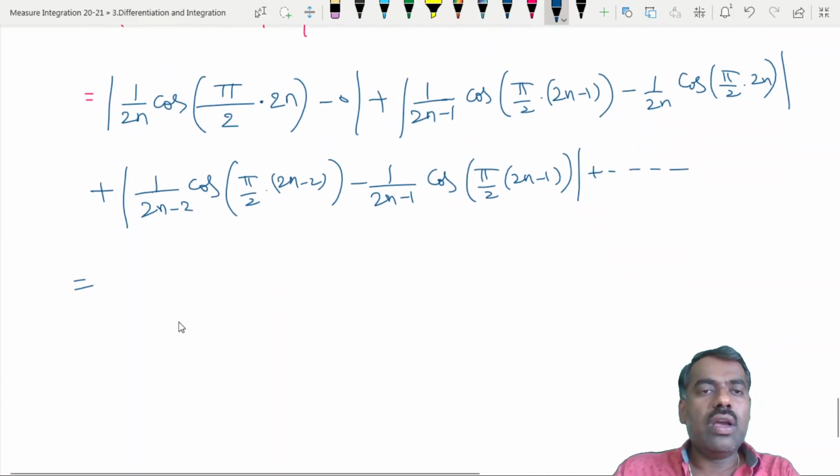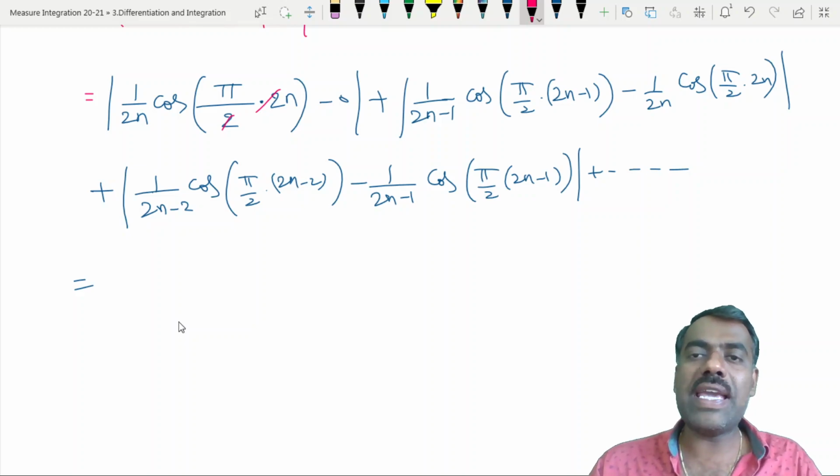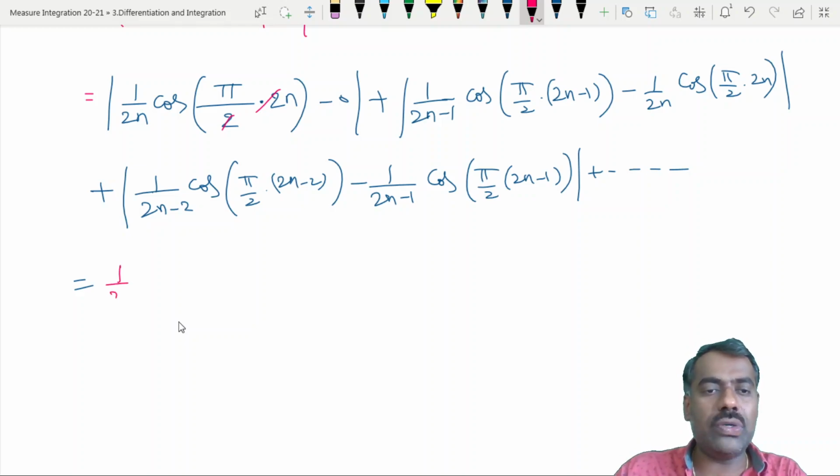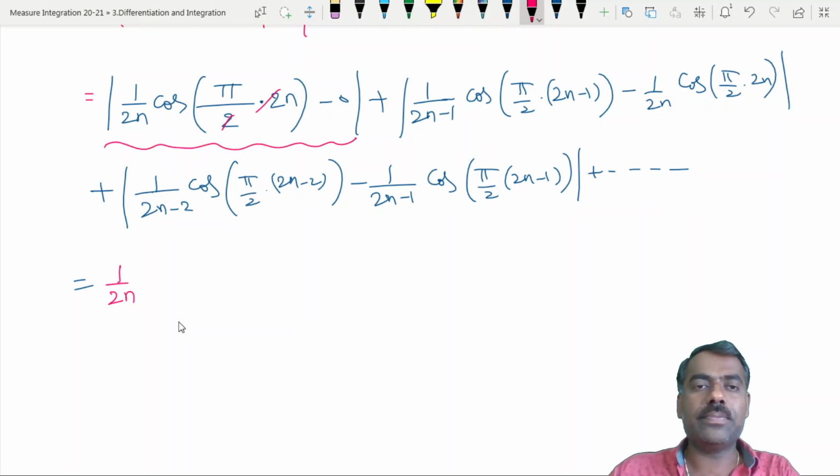Now, if you see the first one, this 2 will get cancelled, and what you have is cos n pi. We know cos n pi, no matter whether n is even or odd, is minus 1 whole power n. Cos n pi is either plus 1 or minus 1 depending on whether n is even or odd, but you are taking the absolute value, so the absolute value of minus 1 whole power n is anyhow 1 only. So what you get here is, the first time, 2n. Is this clear? This value that we are having is 1 by 2n.